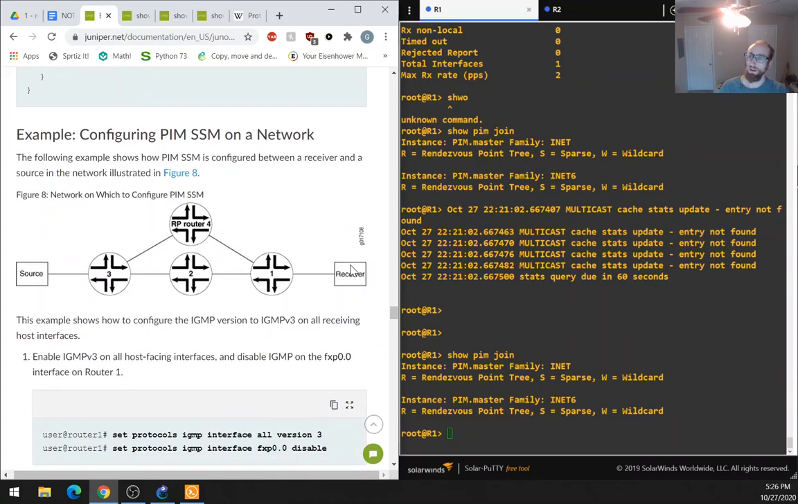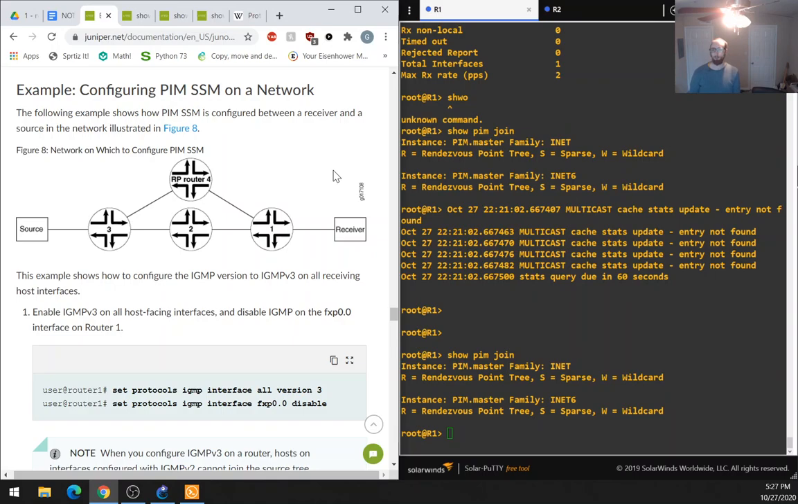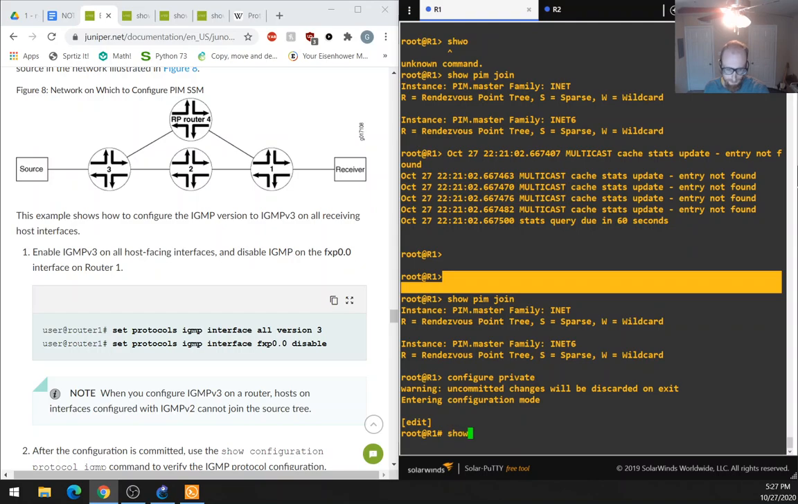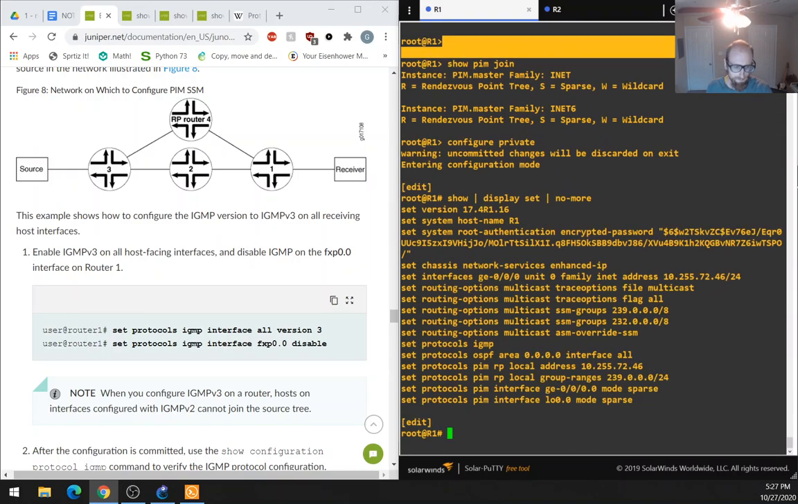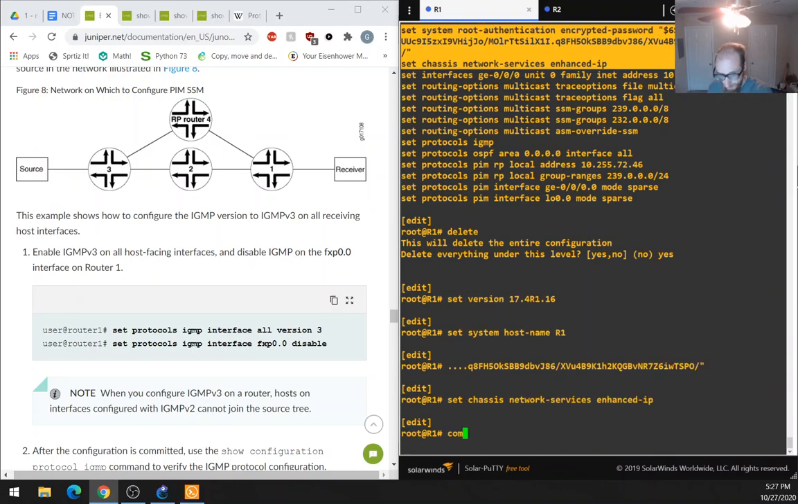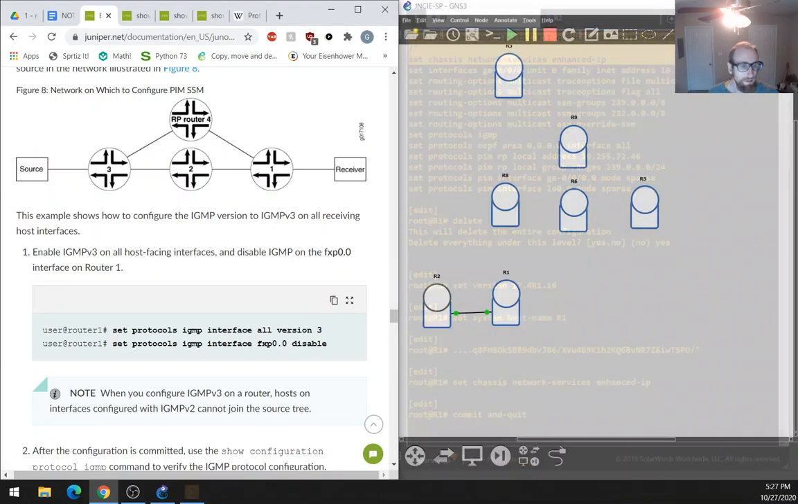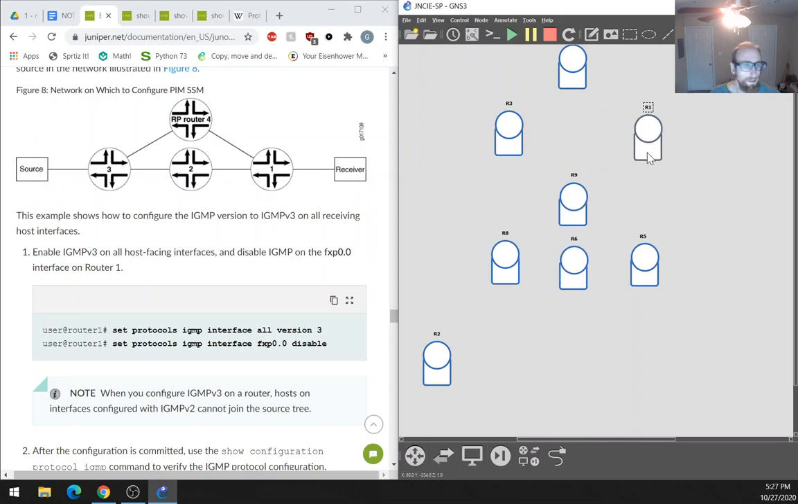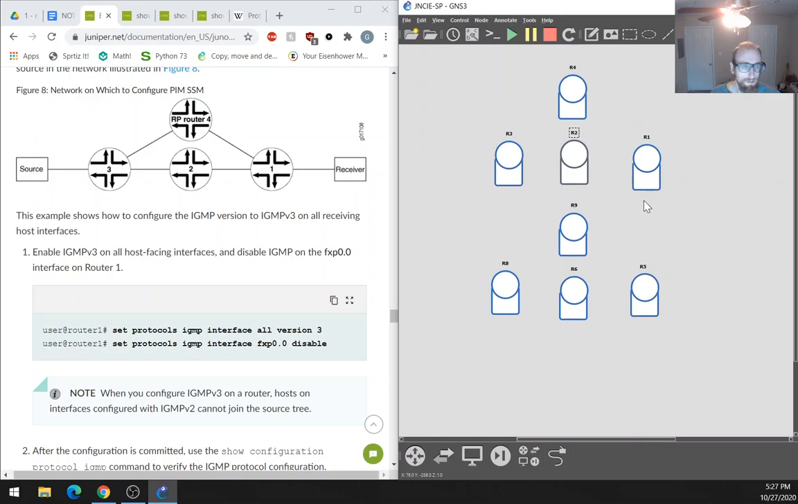Okay, so this is configuring PIM-SSM on a network. The following example shows how PIM-SSM is configured between a receiver and a source in the network illustrated in Figure 8. This example shows how to configure the IGMP version to IGMP v3 on all receiving host interfaces. Okay, so yeah, let's go with that. So we're just gonna wipe everything and start new. All right, and now let's get a topology that looks more like what they have. Right now I've got this point-to-point topology going, so we'll even go ahead and get rid of the link. Okay, that looks good to me.